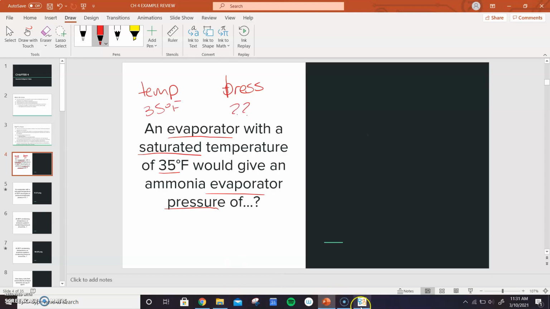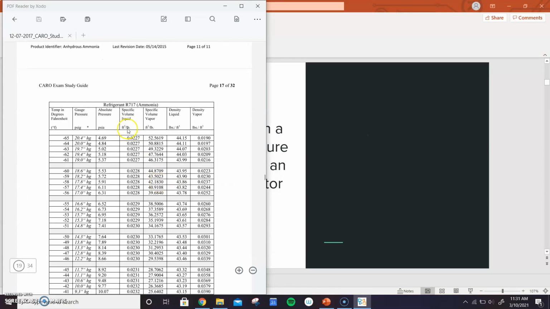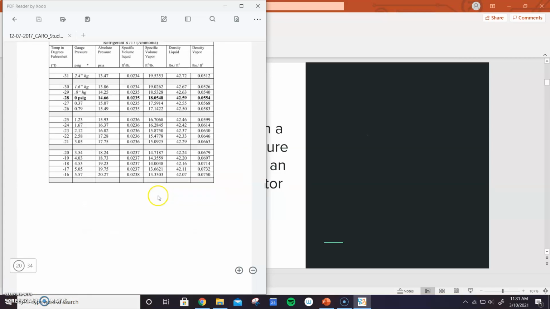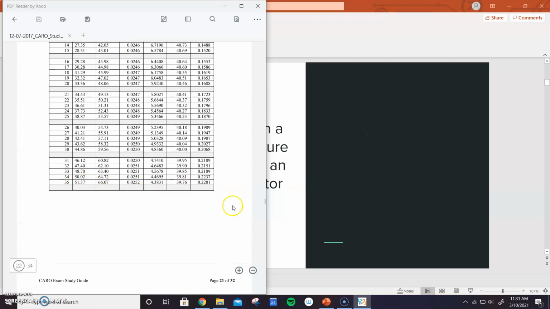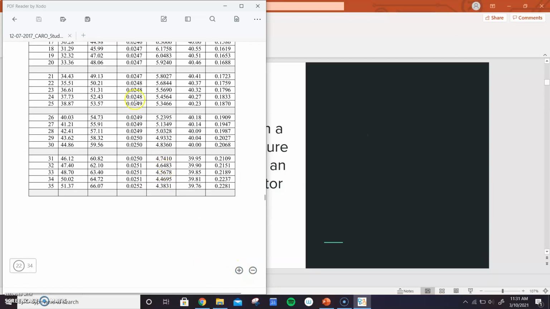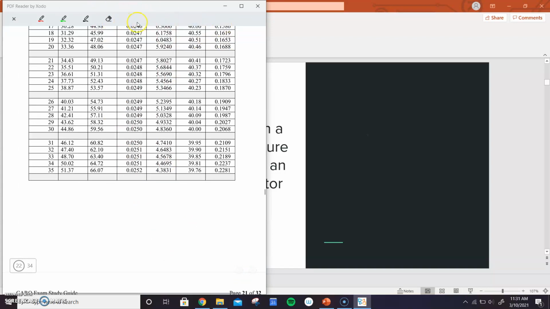So all we have to do is pull up our table, scroll through it, and find ammonia. Make sure that you pay attention up here at the top to make sure it says ammonia and you're not looking at HCFC22, and vice versa, because both refrigerants will be referenced on the exam. So ammonia, look for 35. Let's see, we got that right here, it looks like.